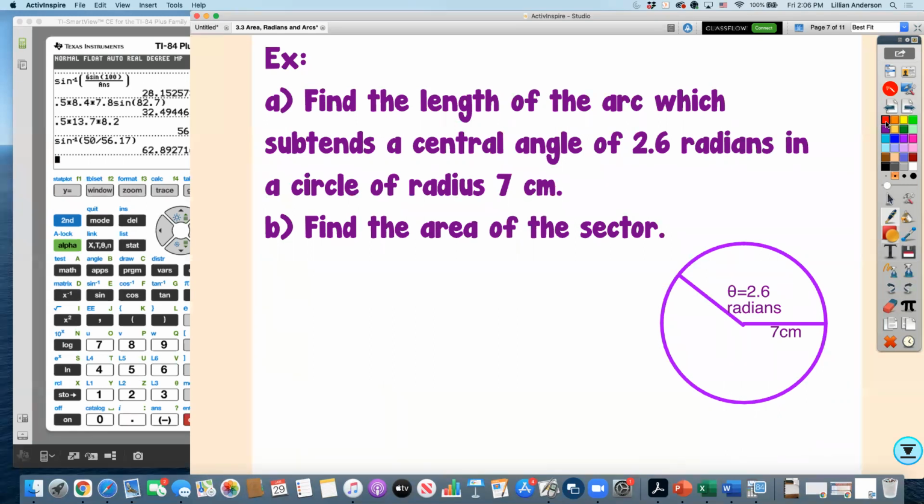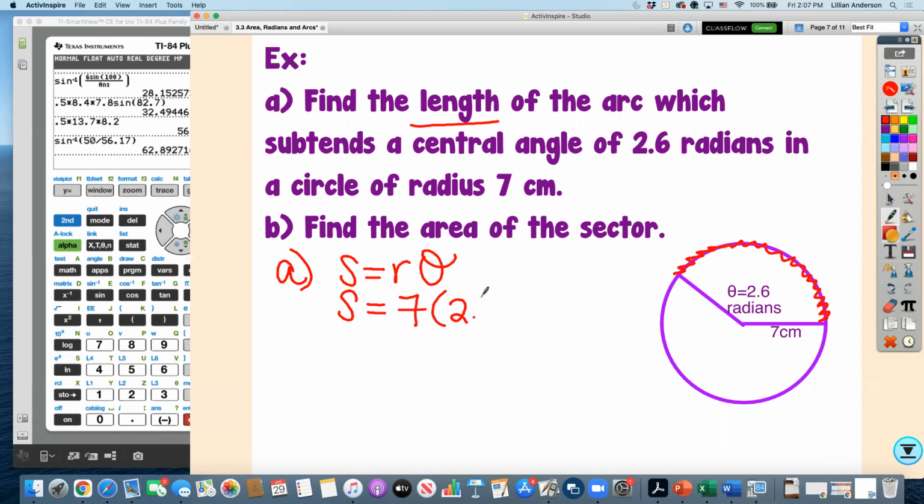So let's find the length of the arc, which subtends a central angle of 2.6 radians in a circle of radius 7. Subtends basically means that we want the arc that is created by extending our central angle so that it touches the circle. So we're basically looking for the length of that arc that I've colored in red. Well, very simply, length means we're using the formula S equals R times theta. Remember, theta has to be a radian, which we know is about 2.6 radians. My radius is 7. My angle is 2.6. And so then we just type it in and we get our arc.